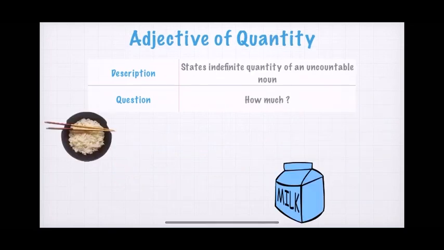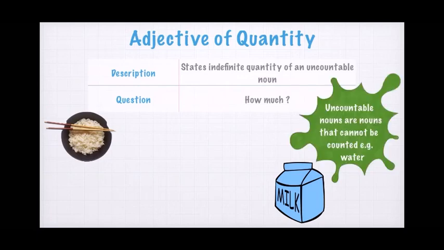Adjective of quantity. Adjective of quantity states indefinite quantity of an uncountable noun. What are uncountable nouns? Nouns that cannot be counted, like water. Now an adjective of quantity generally will answer the question how much. So look at this sentence. There is little rice in the fridge.